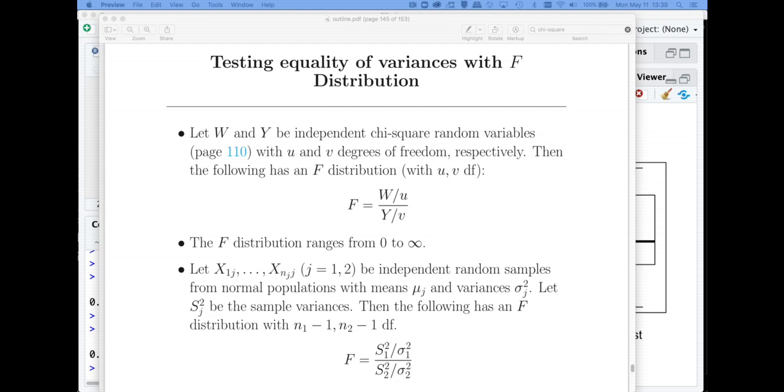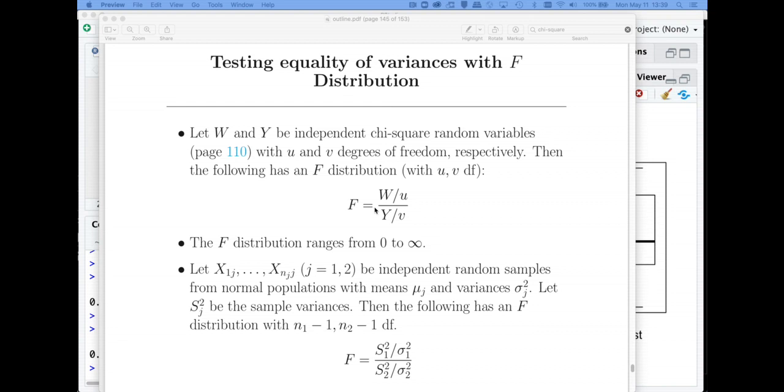I'll mention that this F distribution is one of the most important distributions in all of statistics. So when you go on and take further courses, for example, in regression, or if you take a course in designed experiments, you will use the F distribution a lot. And so it's worth knowing for that reason as well. So what is an F distribution? Well, if I have two independent chi-squared random variables, and I divide both of those chi-square random variables by their respective degrees of freedom and then compute the ratio, I get an F statistic.